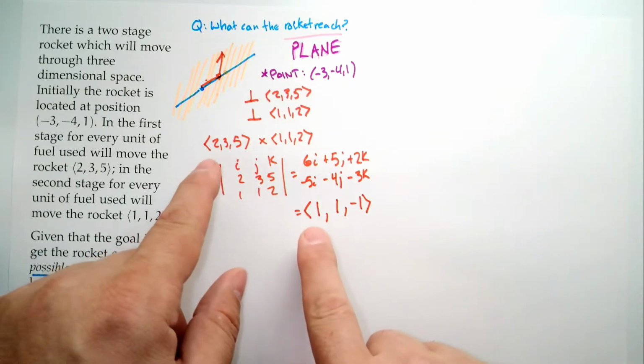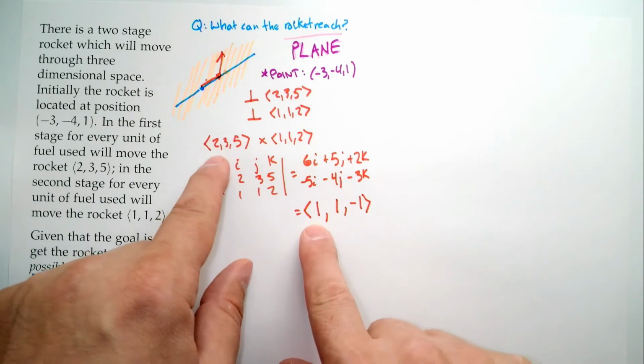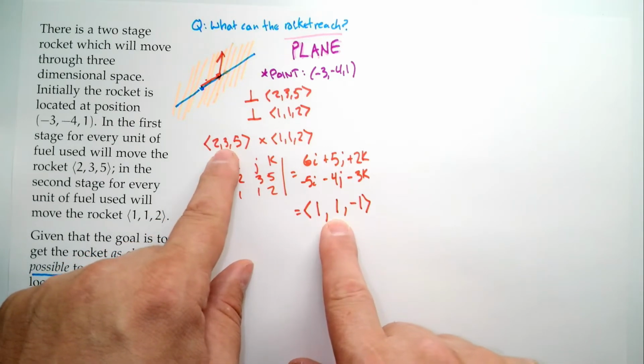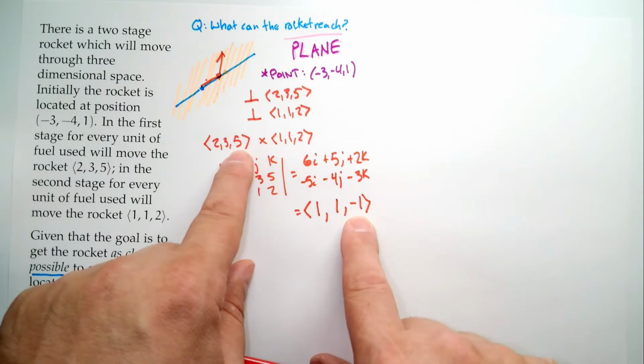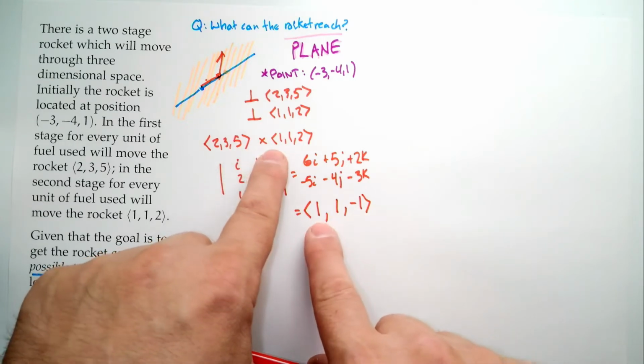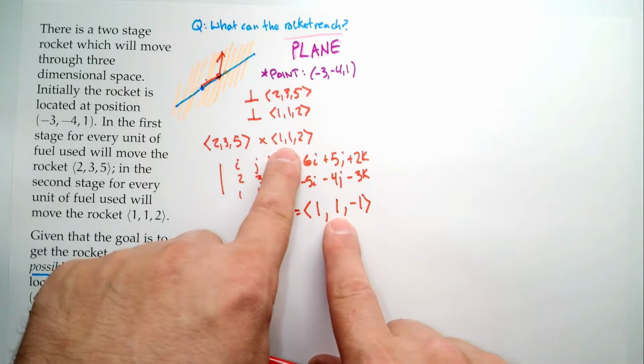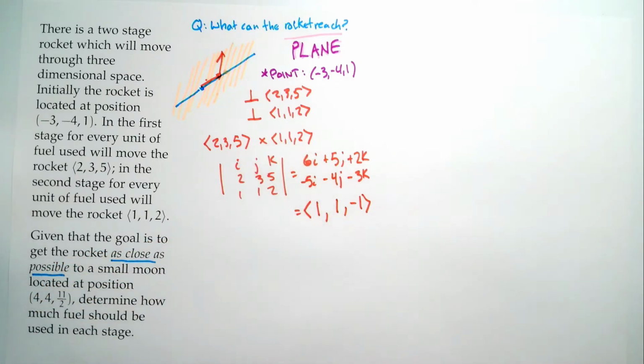Take a quick dot product. 2 times 1 is 2, 1 times 3 is 3, and -1 times 5 is -5. Add those up, you get 0. Similarly here, 1 times 1 plus 1 times 1 plus 2 times -1. Add those up, you get 0. That means this is the right direction. All right. Great news. We now have our normal vector to the plane.